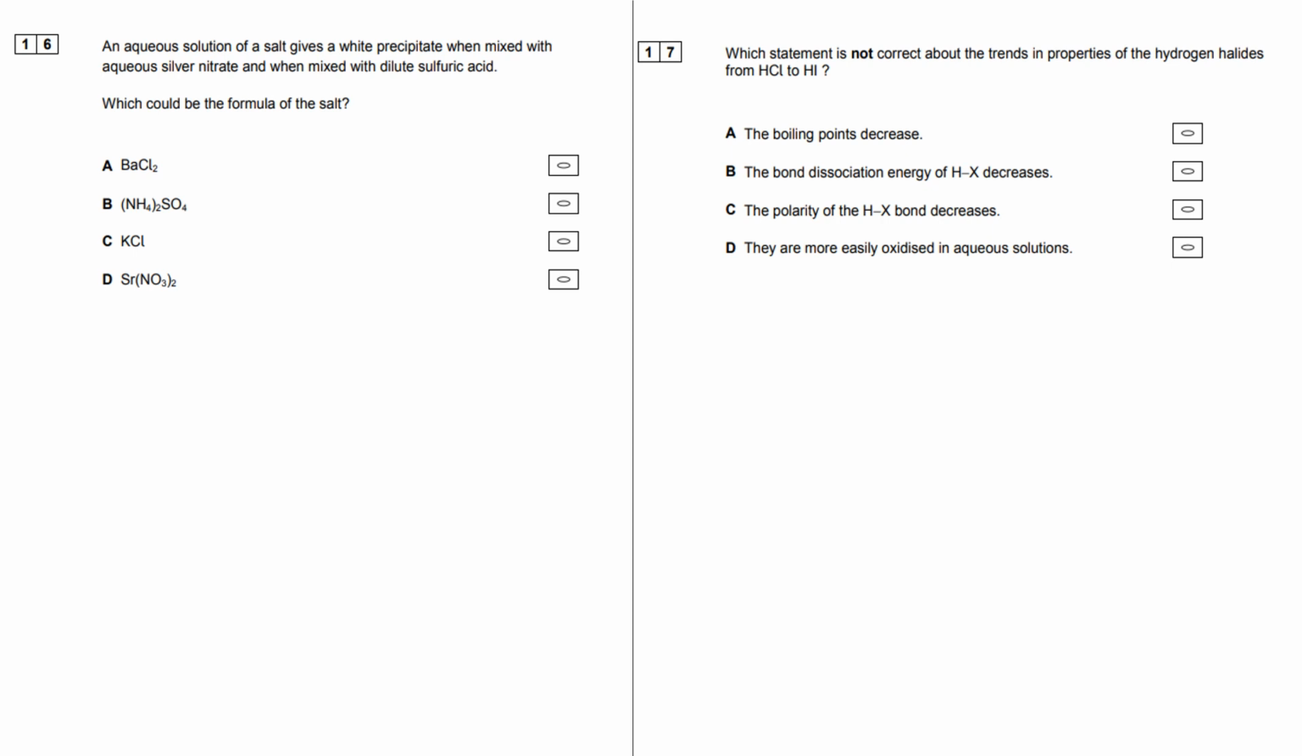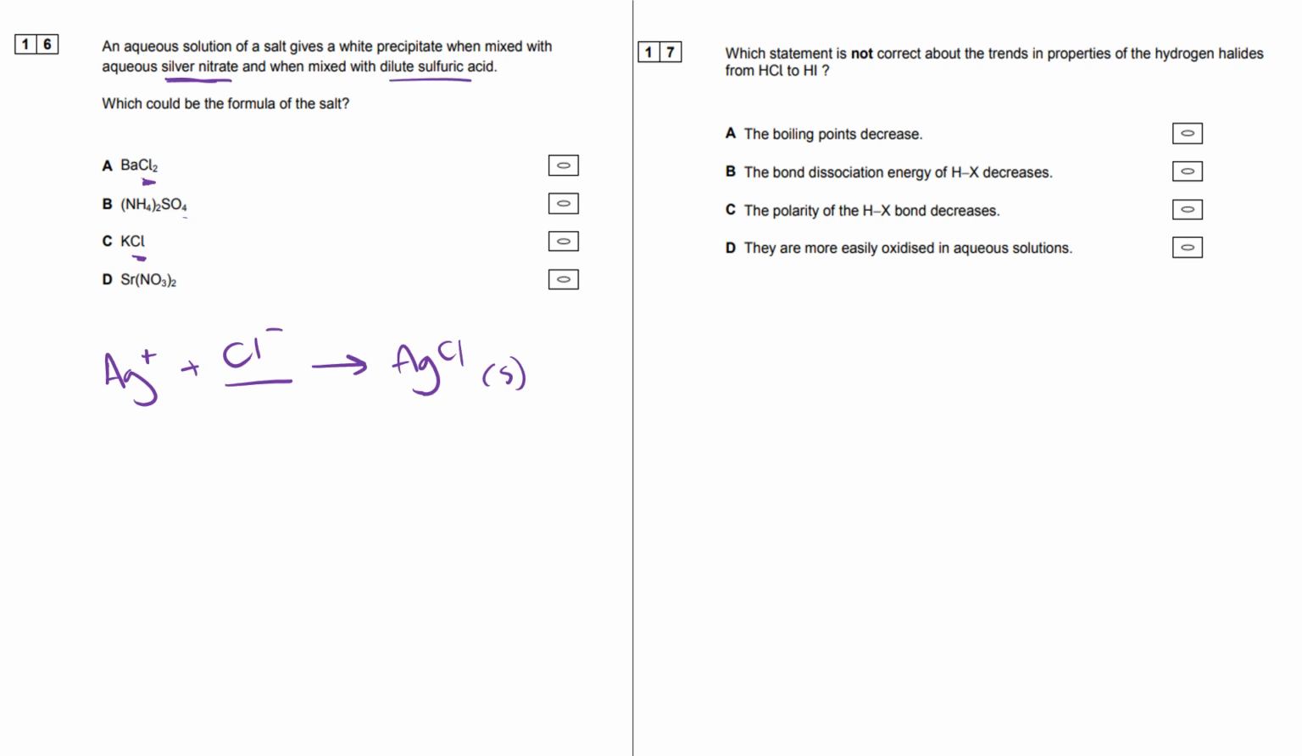So on to question 16. An aqueous solution of a salt gives a white precipitate when mixed with aqueous silver nitrate and when mixed with dilute sulfuric acid. So what could be the formula of the salt? So when it reacts with aqueous silver nitrate, it is the silver ion that's going to form the precipitate. So silver compound is a white precipitate out of these. So we're looking at the anions. It's not silver sulfate. It could be one of the chlorides. So you should be aware that silver chloride is a white solid or a white precipitate.